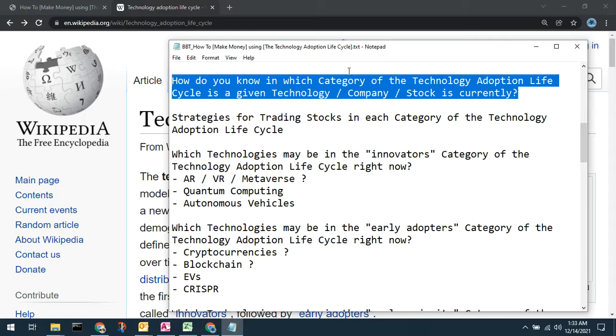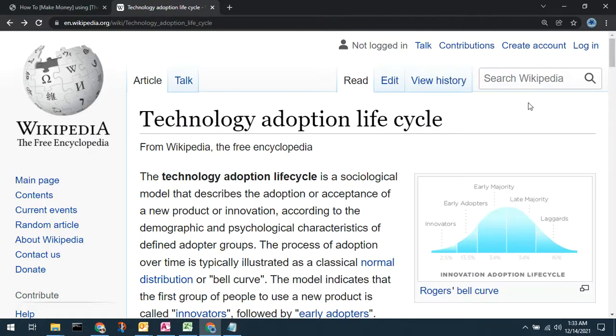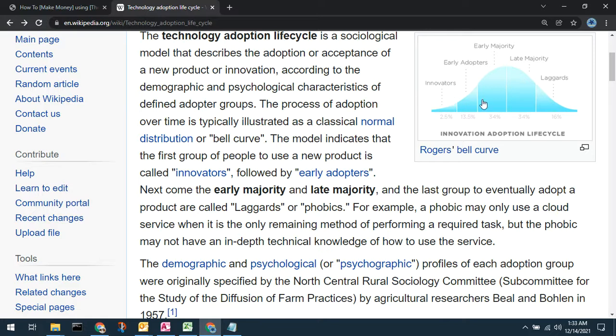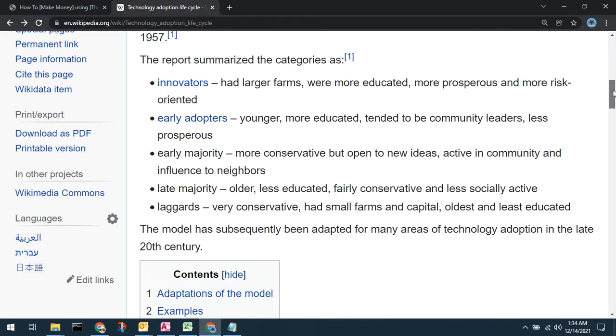So how do you know in which category of the technology adoption life cycle a given technology company or stock that you're analyzing is currently? Well, the question to ask yourself is who's adopting the technology, who's buying the product right now. If it's only technophiles, early adopters, and it's not just buying, but who's talking about it? Is it only technophiles, people that are very knowledgeable about new technologies, they jump on the latest and greatest thing all the time? Or is it more people that are more conservative, but they're open to new ideas.